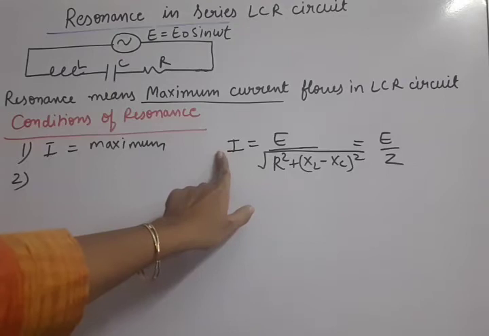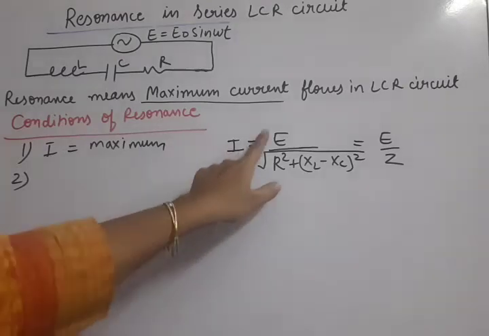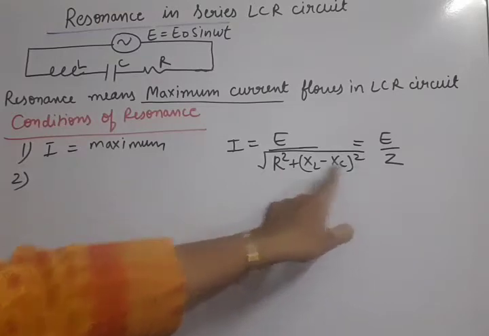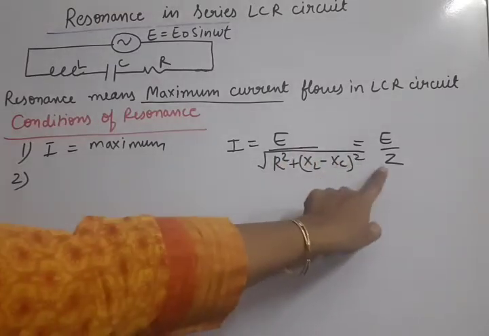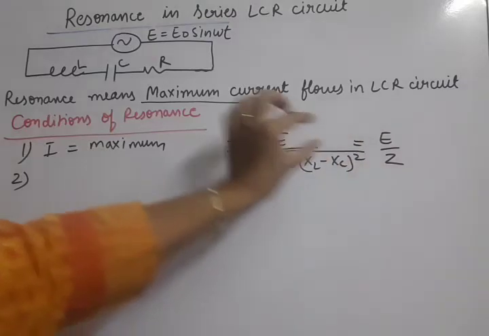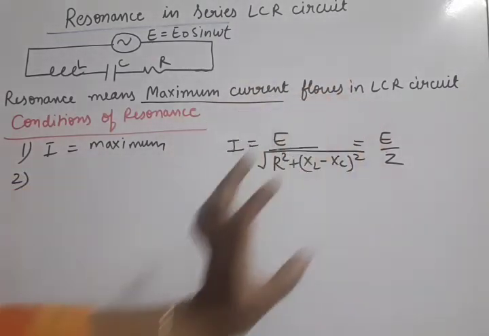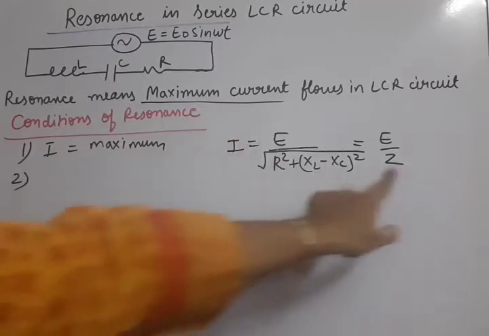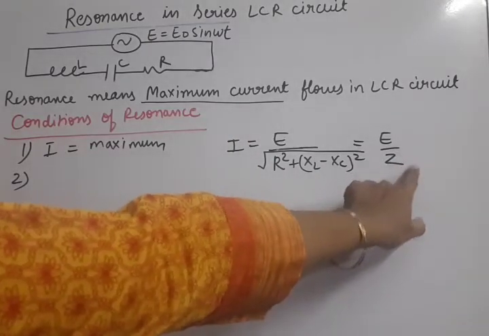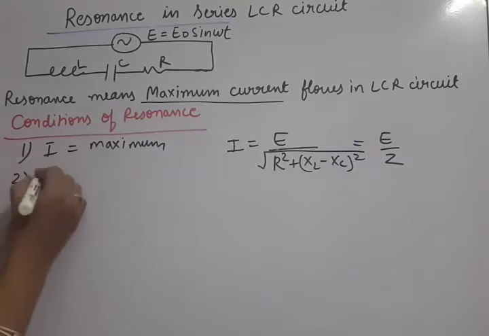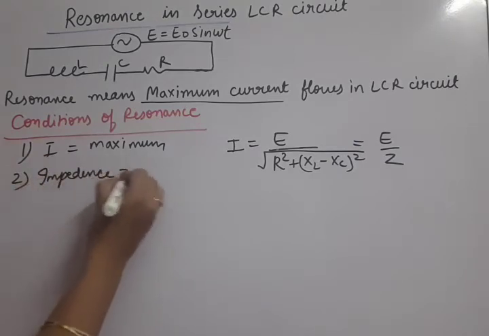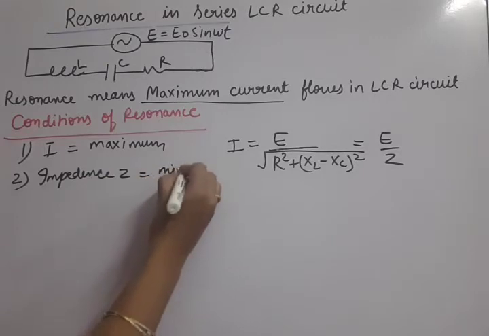Now next thing, if we have to make the current maximum, you already know that the current formula in the LCR circuit is E upon root of R square plus (XL minus XC) square. The denominator term we can also call impedance, Z. So E by Z is also the formula. If I has to be maximum, that means impedance Z has to be minimum. So the second condition is that impedance Z should be minimum.